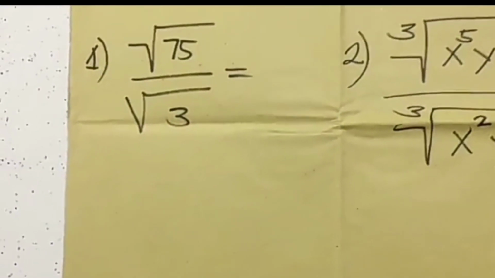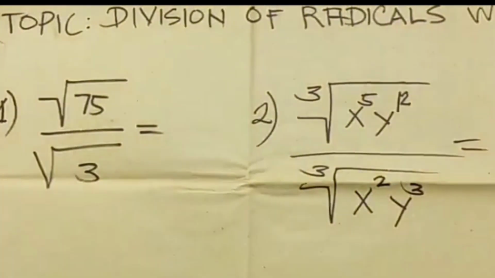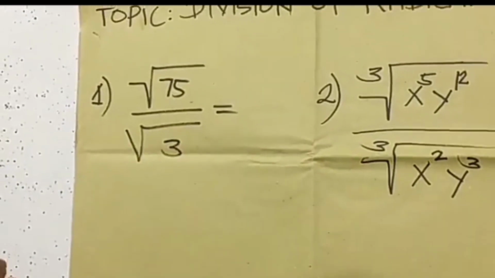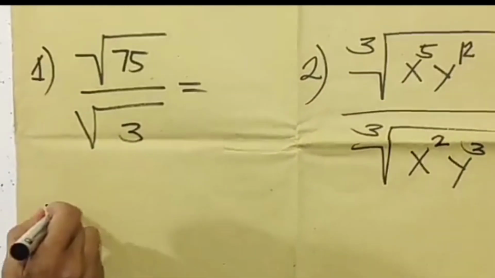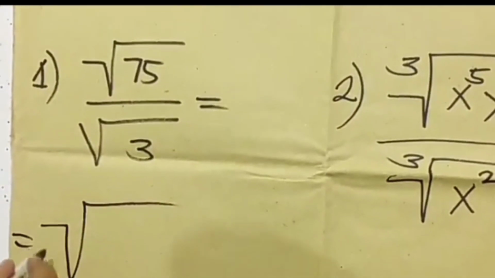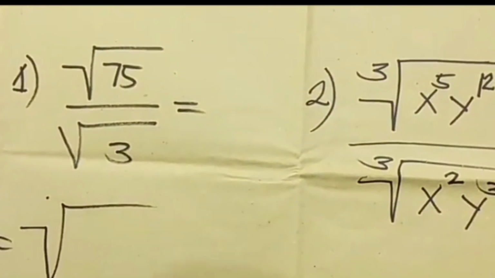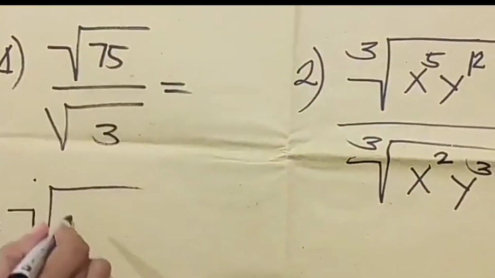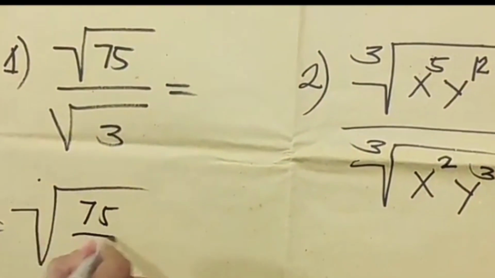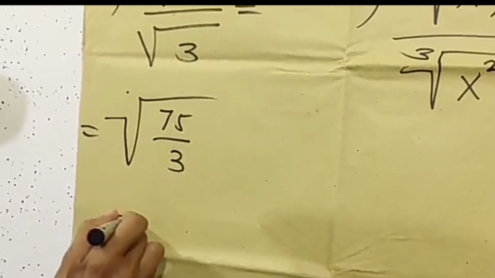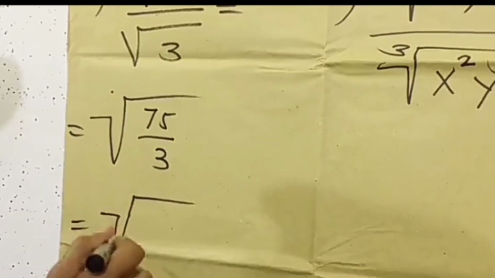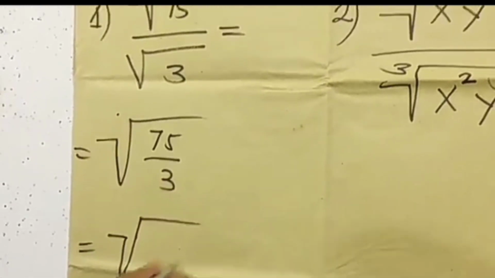Now, to divide the square root of 75 and the square root of 3, since we can divide 75 and 3 exactly, we can combine that in one radical. Okay, then write 75 divided by 3, copy the radical, and we're going to divide 75 divided by 3.